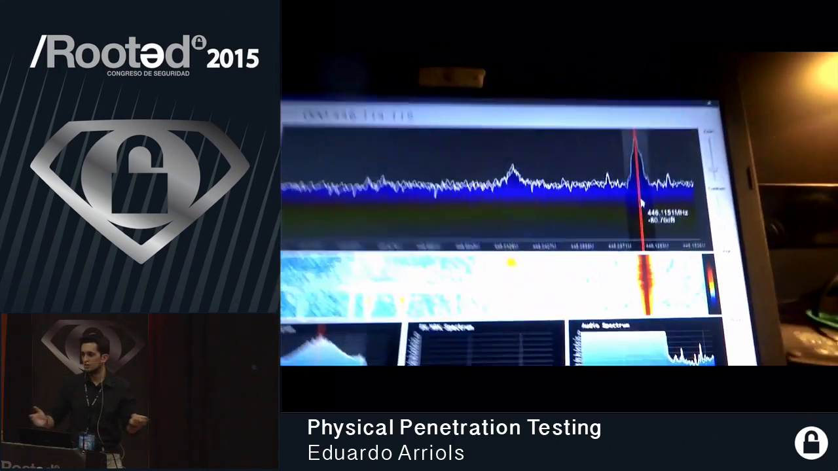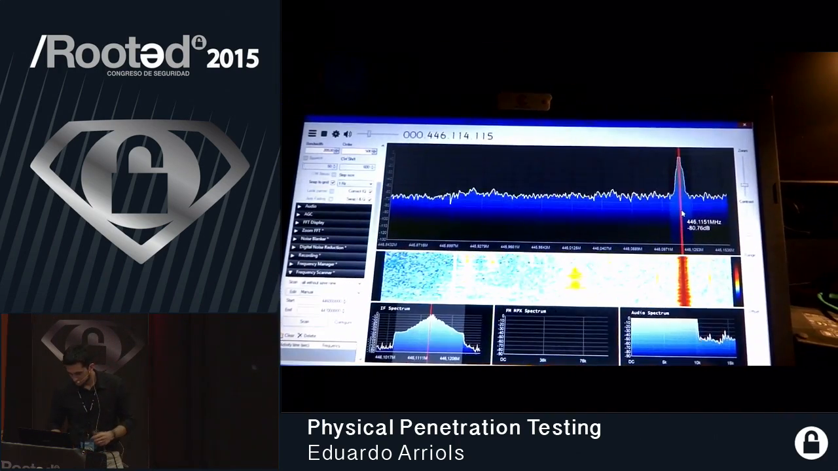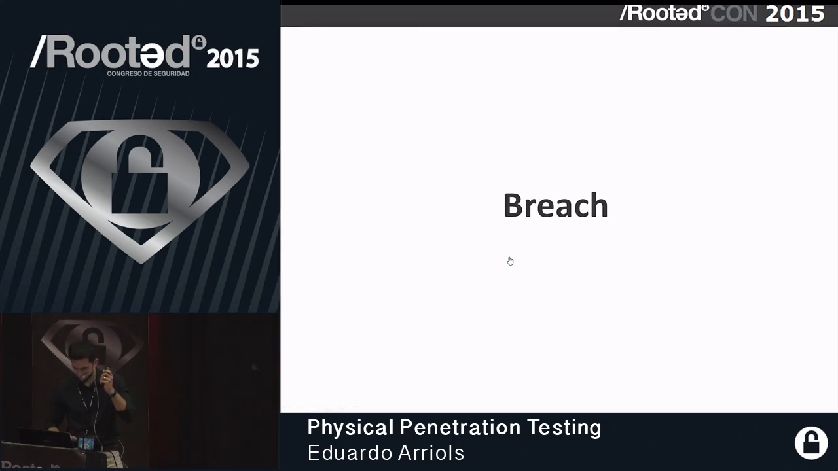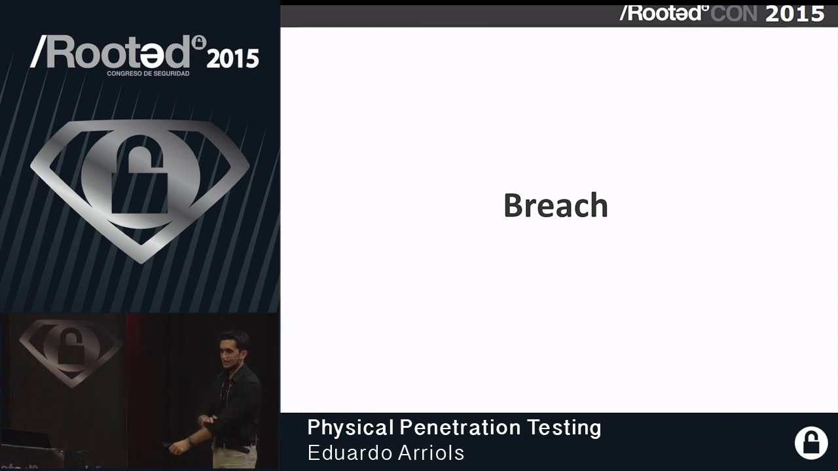Se oye un poco mal, pero se oye. So it is quite practical, and many companies sometimes don't notice that they are using normal walkie-talkies. Si no los está utilizando tan normales, se puede hacer, ¿vale? De todas formas.